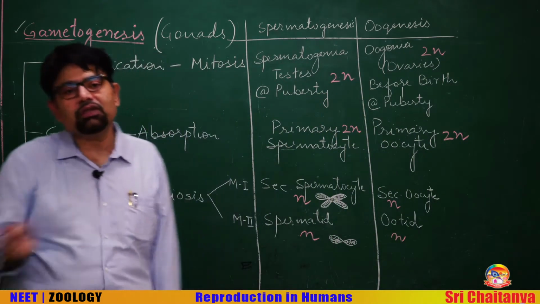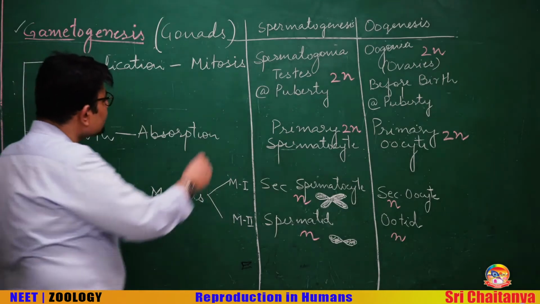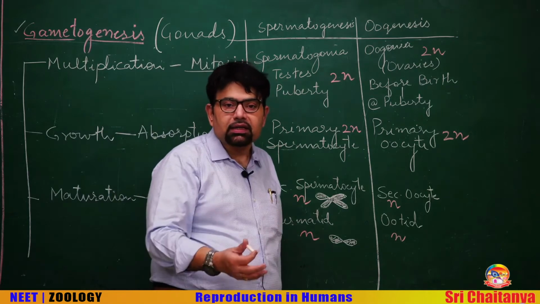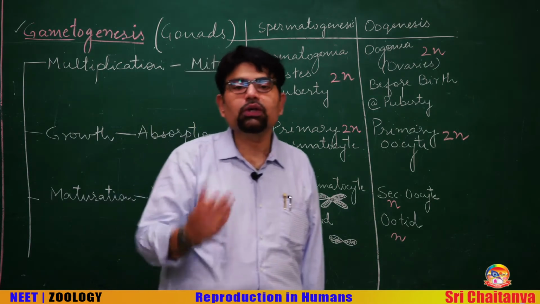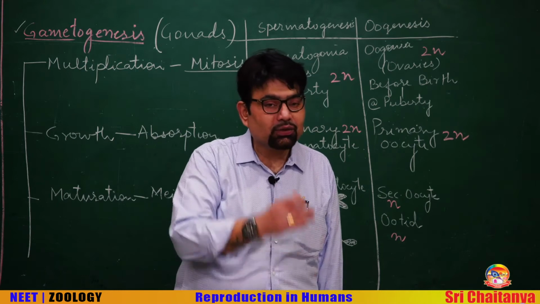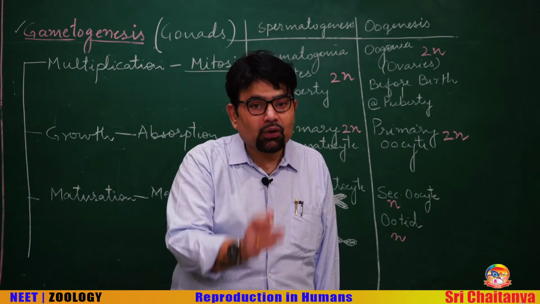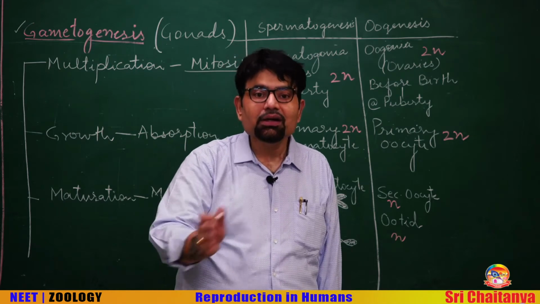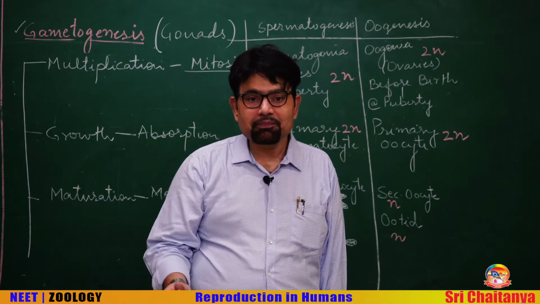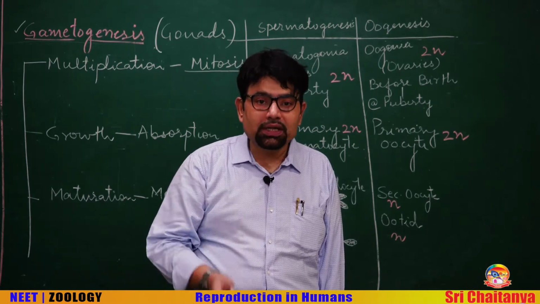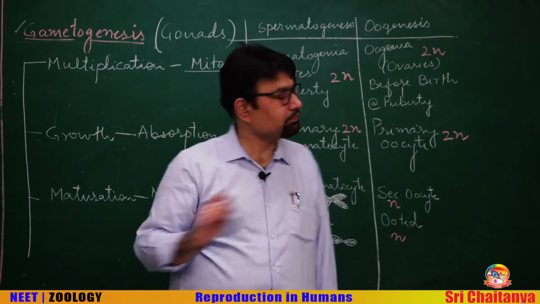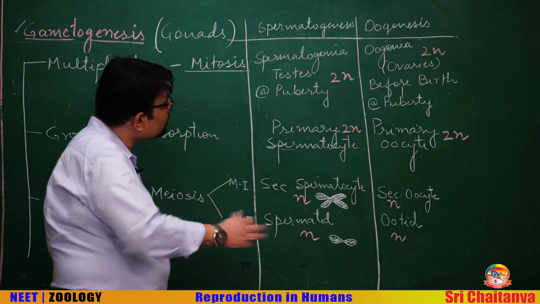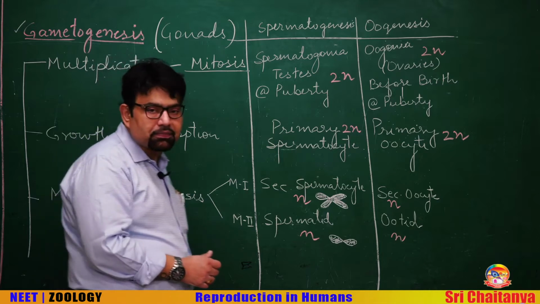Multiplication is division by mitosis. So this occurs by mitosis. Who will divide? Spermatogonia or oogonia. I told you yesterday that oogonia, spermatogonia, gonia means mother cell, sperm mother cell, spermatogonia, egg mother cell, oogonia. The plural is spermatogonium or oogonium. So they will divide by mitosis and will form so many spermatogonia.